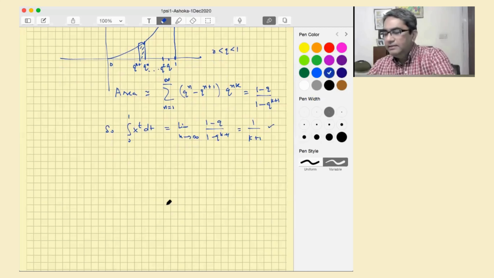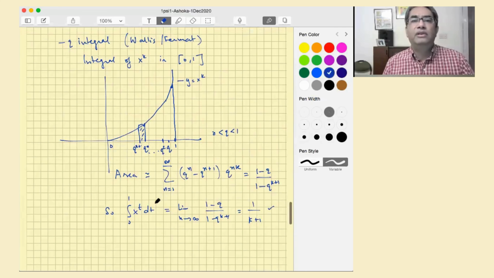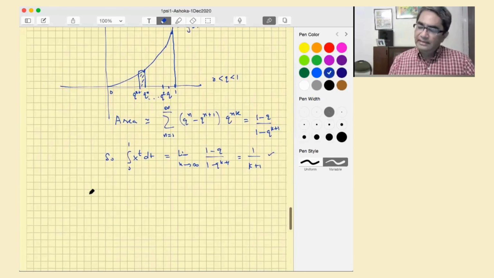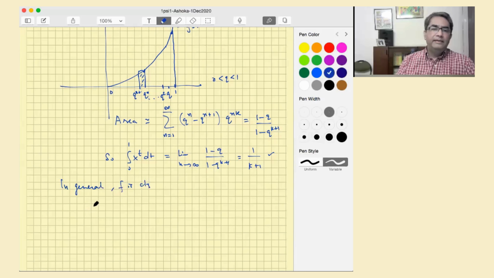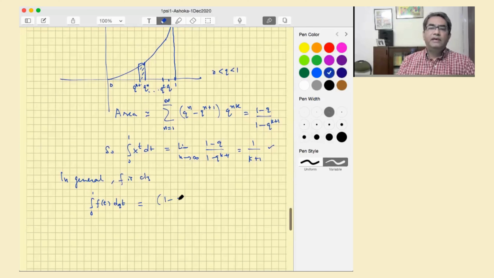So in general, that's a q integral. That is Fermat and Wallace's approach, and that has been adopted by us. So in general, if f is continuous, then the integral from 0 to 1 of f(t), I'll call it d_q t to represent this measure, is 1 minus q times the sum, n going from 0 to infinity, of f of q raised per n, q raised per n.